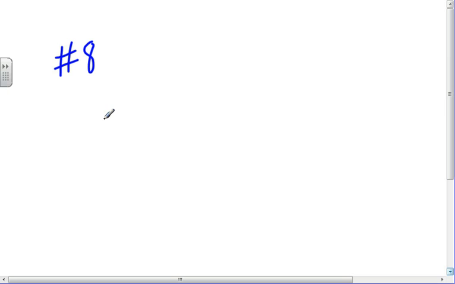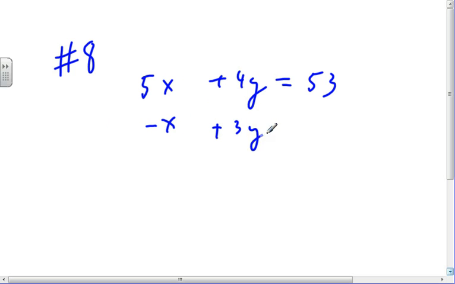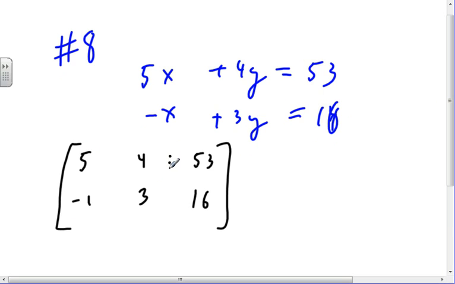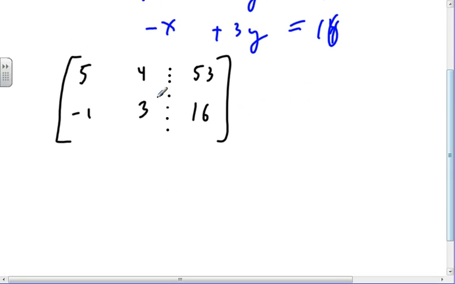All right, so back to number 8. I got 5x plus 4y is 53. And again, if you have a calculator that solves simultaneous equations, I certainly wouldn't be wasting my time doing it this way. But this is chapter 15-4, so we have to pretend like we're doing it right. Okay, so I write down my matrix, and I have 5, 4, 53 and minus 1, 3, 16. There's an imaginary line going down here separating the coefficients from what's on the other side of the equal sign. That's the last time I'm putting that in.